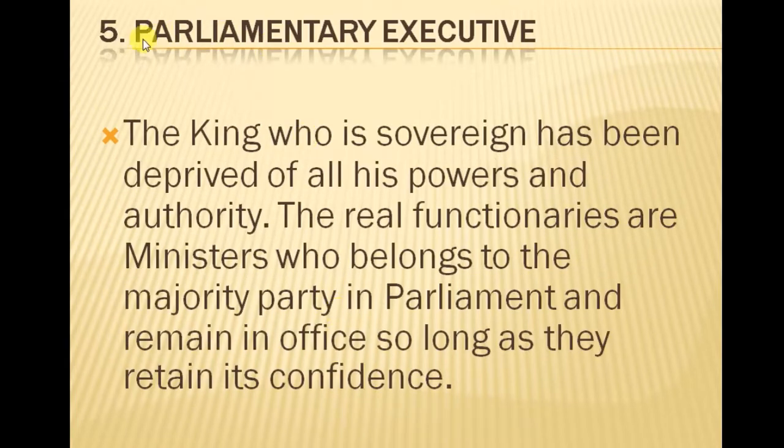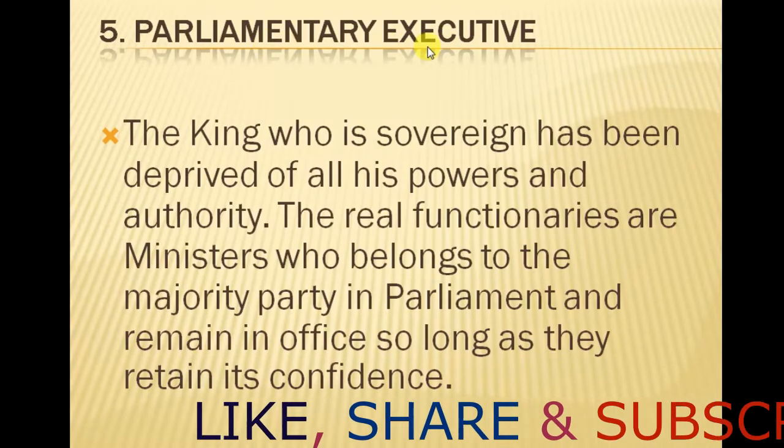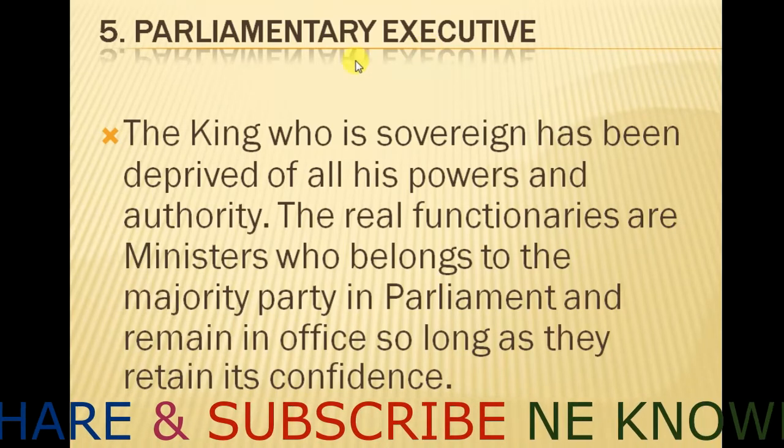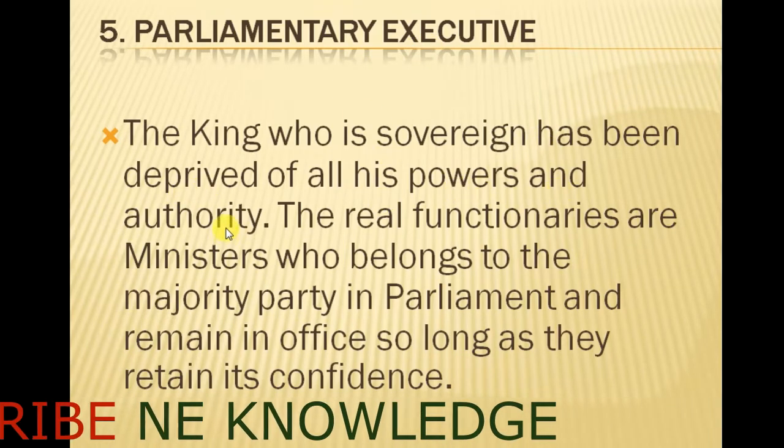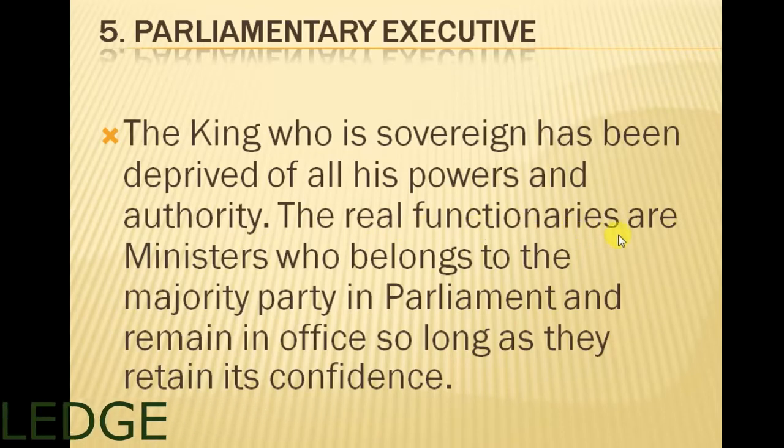The next feature is the Parliamentary Executive. England has a parliamentary form of government. The king, who is sovereign, has been deprived of all his powers and authority. The real functionaries are ministers who belong to the majority party in Parliament. The prime minister and his ministers are responsible to the legislature for their acts and policies. In this system, the executive and legislature are not separated as in the federal form of government.